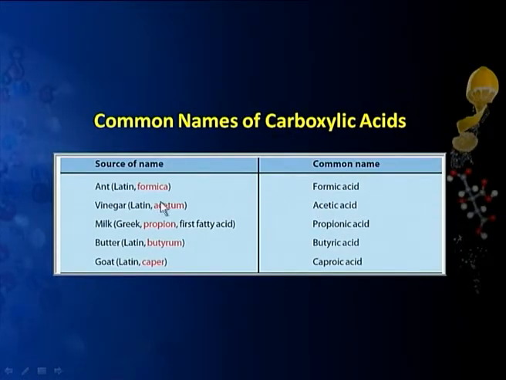This is present in ants. Ant in Latin is known as formica. So from there the name formic acid has been derived. Similarly, acetic acid is present in vinegar, and vinegar in Latin is named acetum. So from there the name acetic acid is derived. Similarly, these are the names propionic acid, butyric acid, caproic acid, also based on their sources.